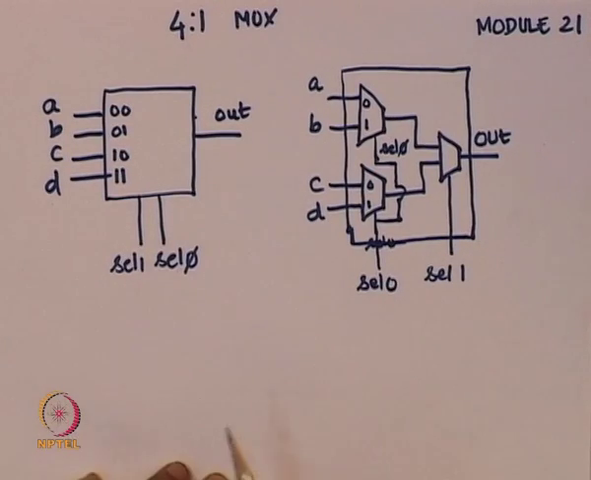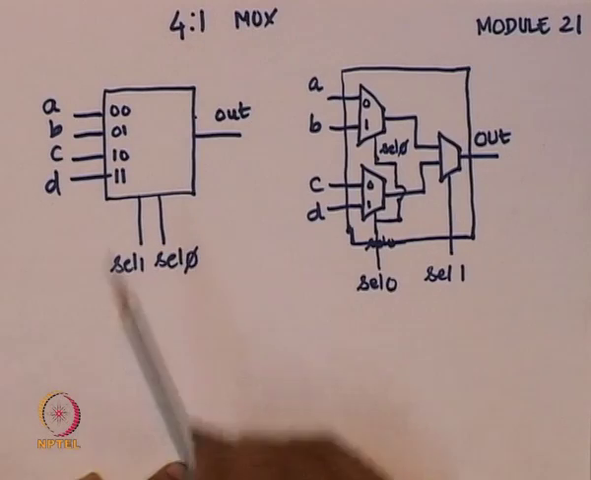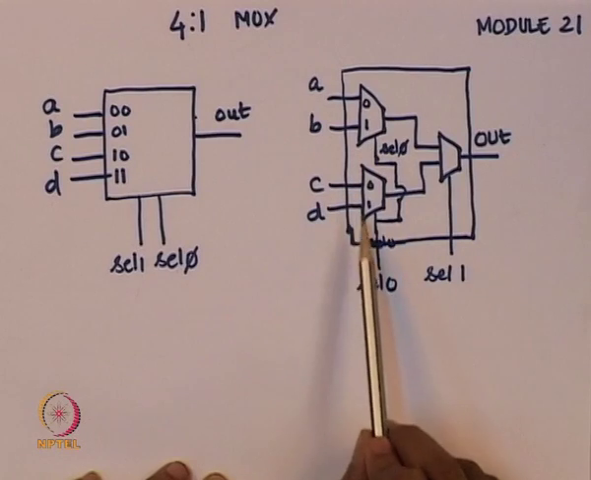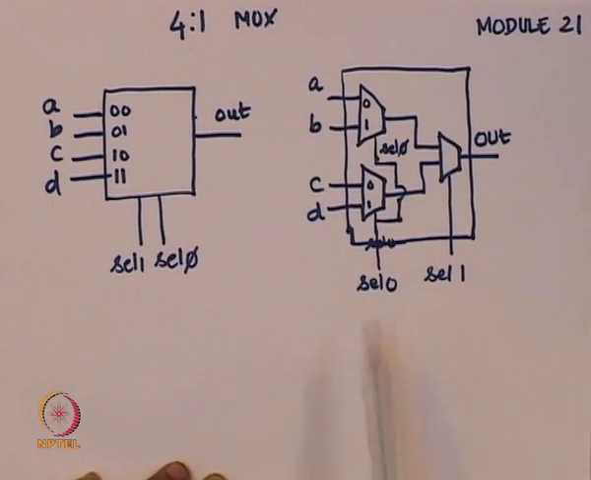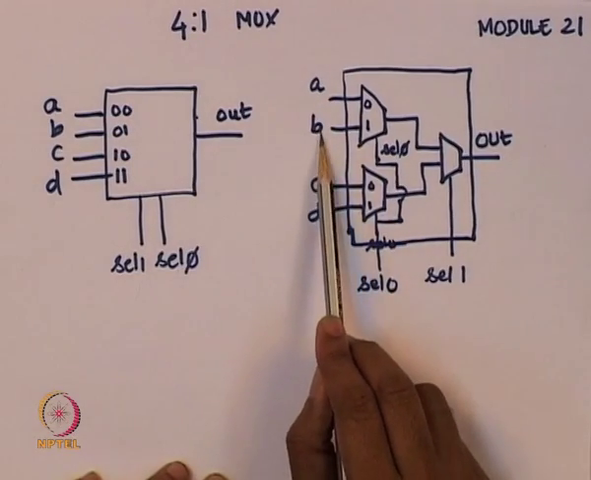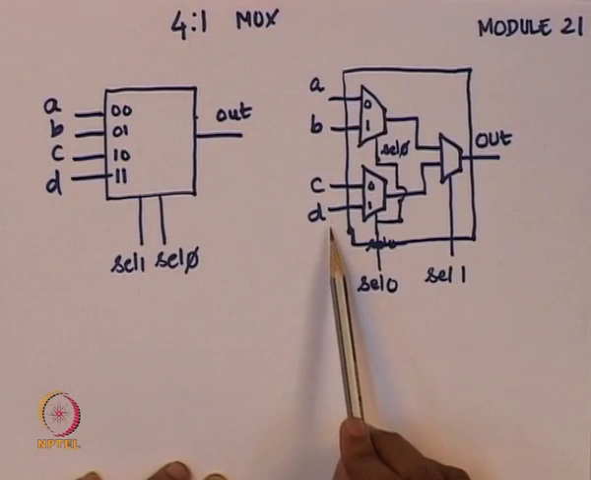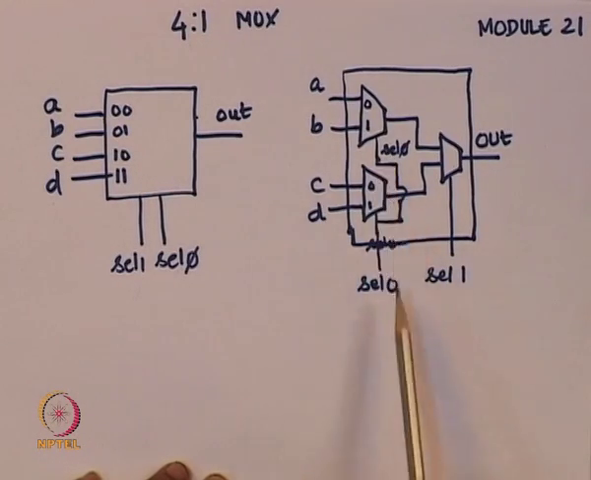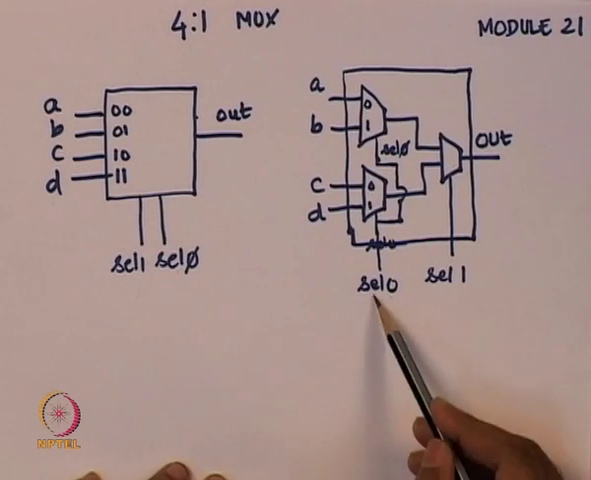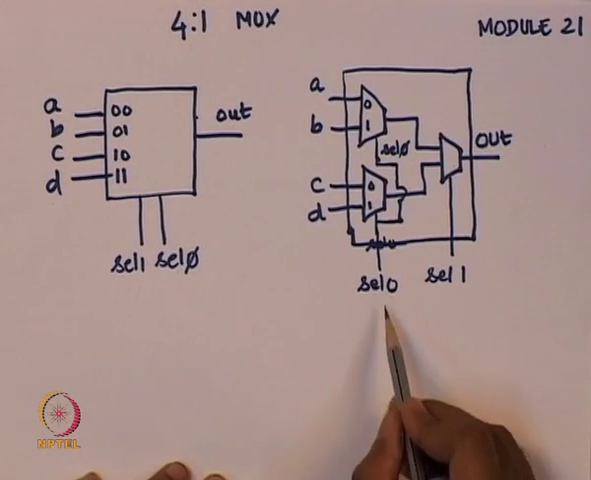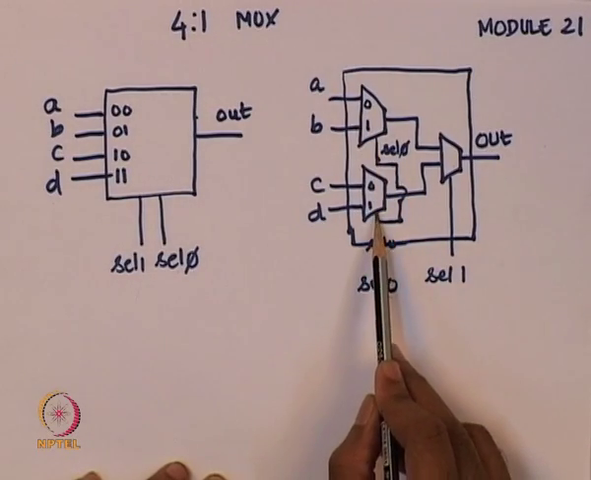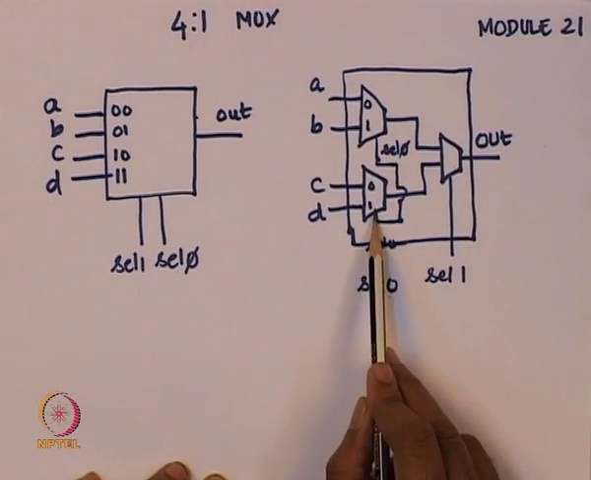Let us say I want to do this in Verilog, but I want to use 2-to-1 muxes. This is a valid circuit for a 4-to-1 mux designed using 2-to-1 muxes. You give A and B inputs to a 2-to-1 mux, C and D inputs to another 2-to-1 mux, and give select 0 as the select line. This is not select 1, this is select 0. So this is not a mistake. You give select 0 as the select line to these two muxes.